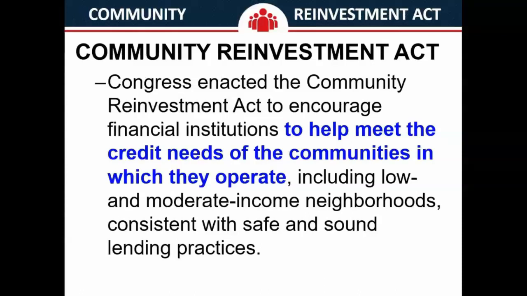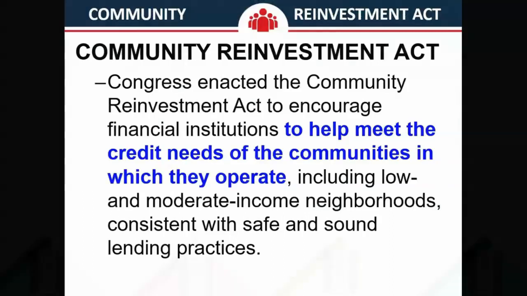Now, I don't want you to get this mixed up with HMDA. The purpose of HMDA is to help meet the housing needs of the community. This is the Community Reinvestment Act. The purpose of this law is to help meet the credit needs of the communities. So keep that right: HMDA deals with the housing needs, but the Community Reinvestment Act deals with the credit needs of the community.